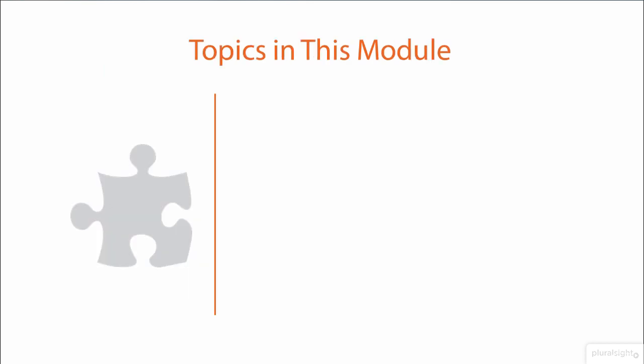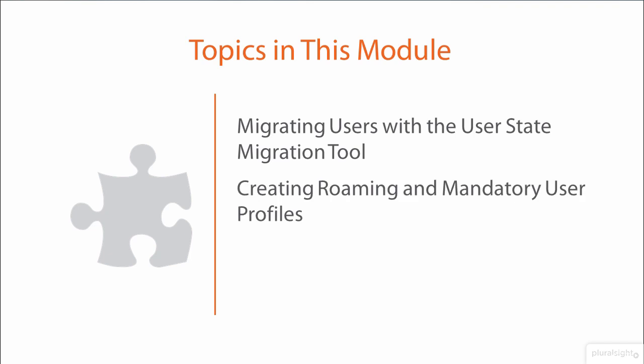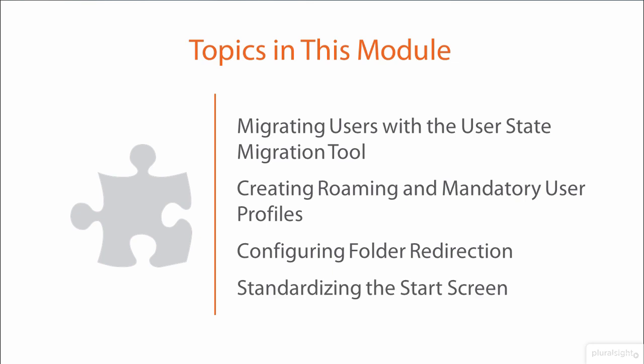The topics in this module include how to migrate user profile information with the User State Migration tool, for example, during an operating system migration; how to create roaming user profiles and mandatory user profiles, somewhat older techniques that some organizations still use; setting up folder redirection, which is generally favored these days over roaming profiles; and standardizing the user experience by enforcing a specific start screen layout.